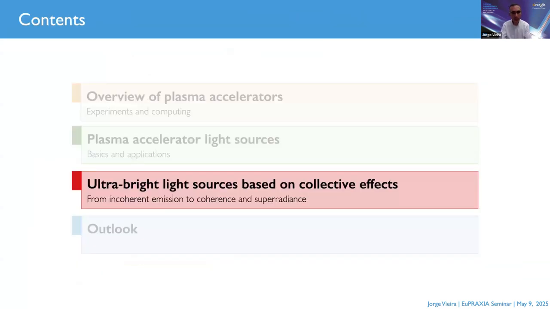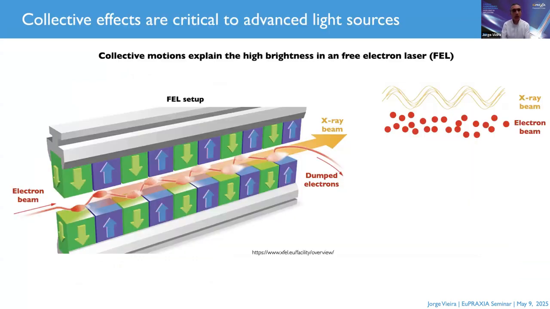which can achieve the brightest X-ray beams of all sources. So our take here is to use collective effects to bridge the gap and go from incoherent emission to coherent emission and superradiance. Actually, this is interesting because collective effects are already critical to advanced light sources, although we are not used to thinking like this.